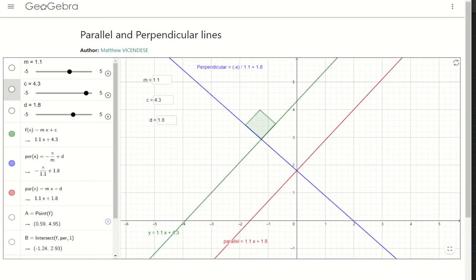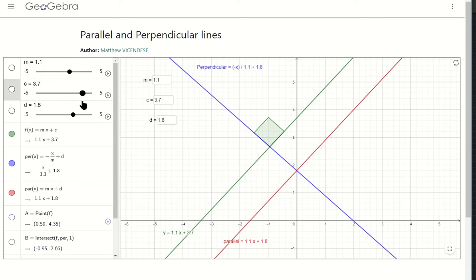Okay, have a look at these three lines here. The green and the red one are parallel to each other, and the blue one is perpendicular to those two. And that's shown with the right angle, which is a square angle here between them. Looking at the equations, you can see that the gradient is the same on the parallel lines, and the gradient of the blue one is minus x divided by that gradient. So in other words, minus 1 divided by that gradient.